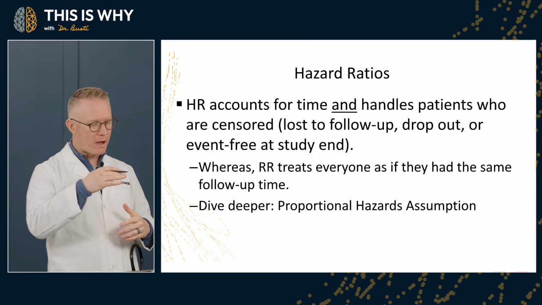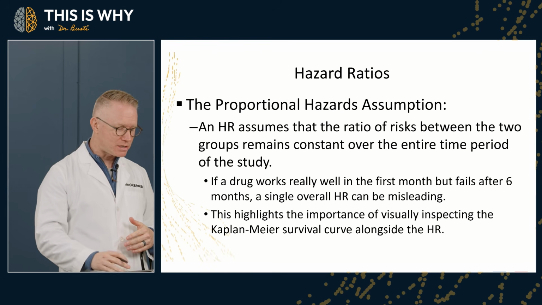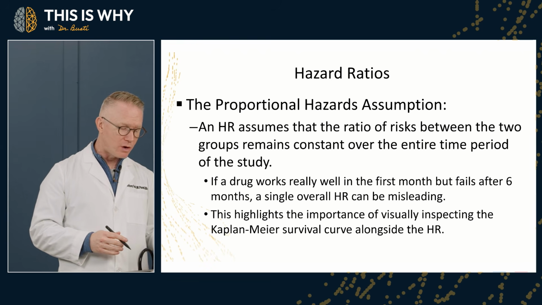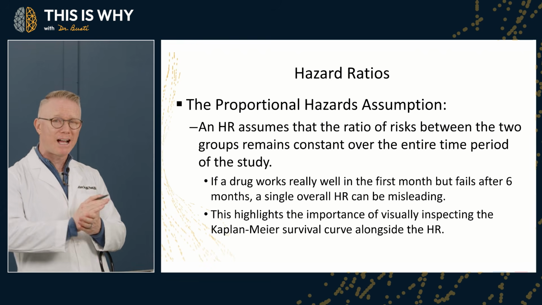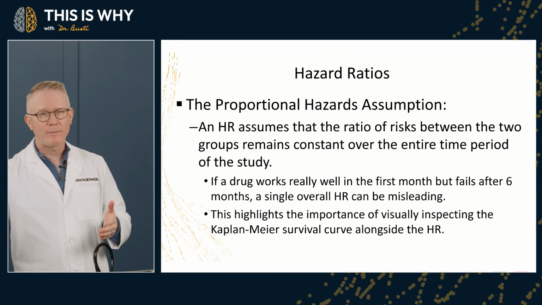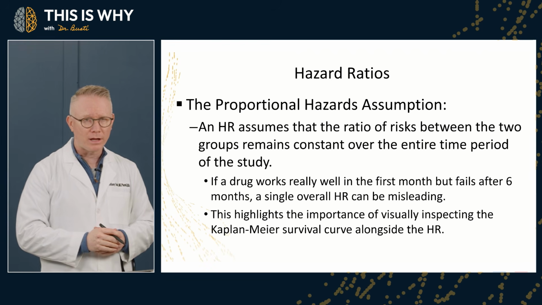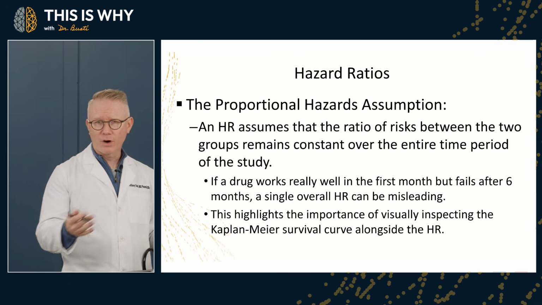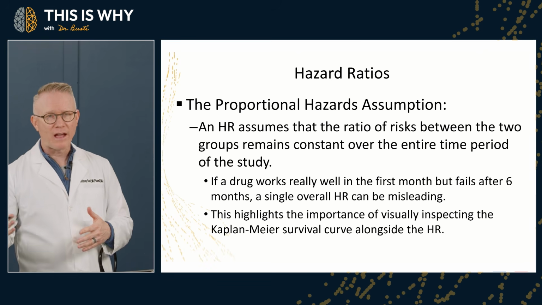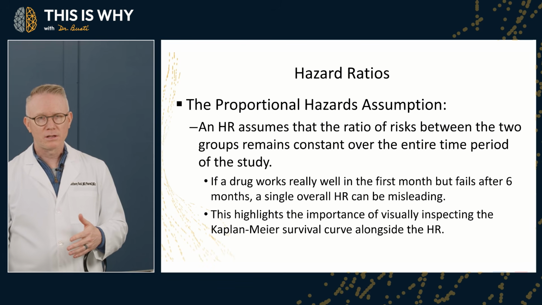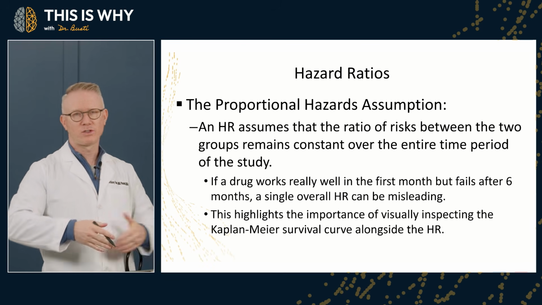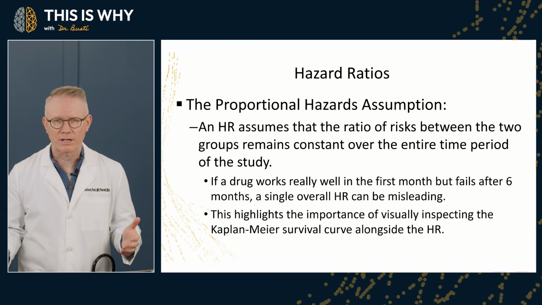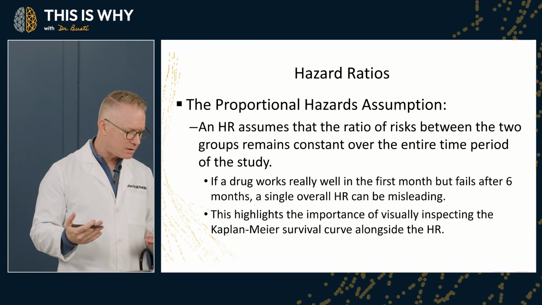All right, now what about proportional hazards assumptions, right? Well, this assumes the ratio of risk between the two groups remains constant over time and over the entire study period, right? So if a drug works really well in the first month but fails after 6 months, then using a single hazard ratio can obviously be misleading, right? I mean, I think that makes straightforward sense.